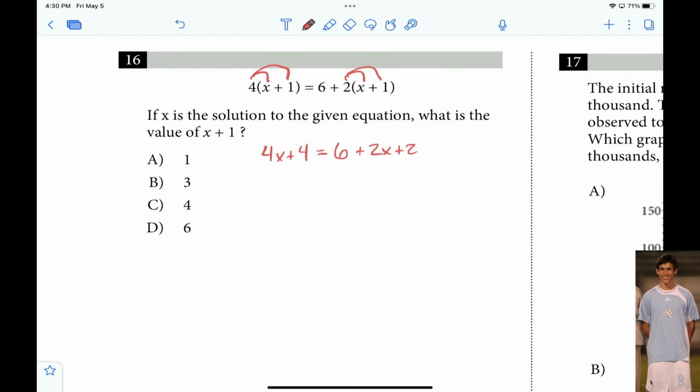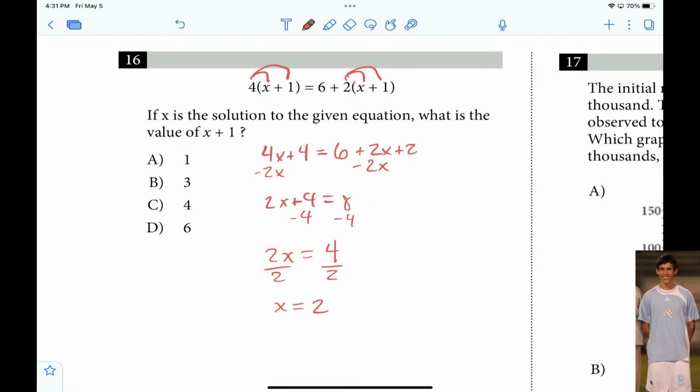And then we're just going to solve for x. So I'm going to move this 2x over. Then we get 2x plus 4 equals 8, because I'm doing 6 plus 2. And then we're going to get this x by itself, so we'll subtract 4. So we get 2x equals 4, excuse me. Should just erase that, huh? So then divide both sides by 2. So we get x equals 2.